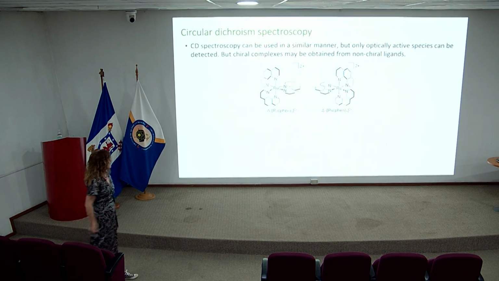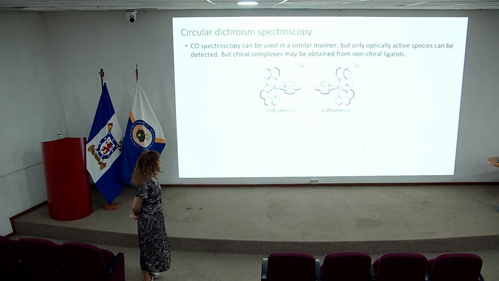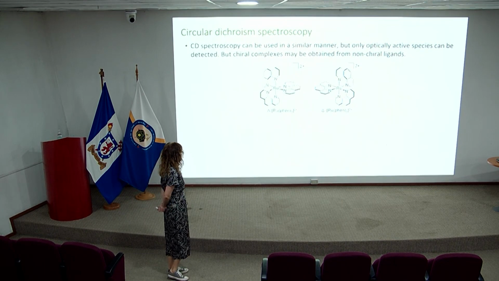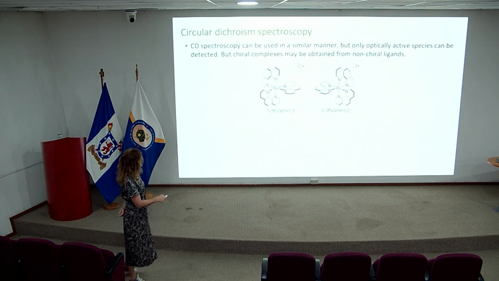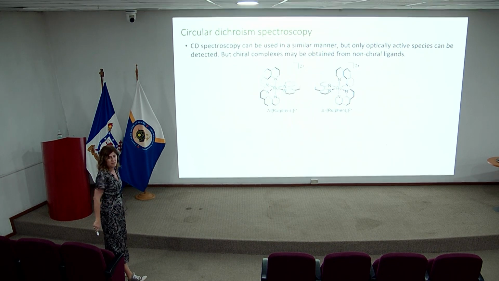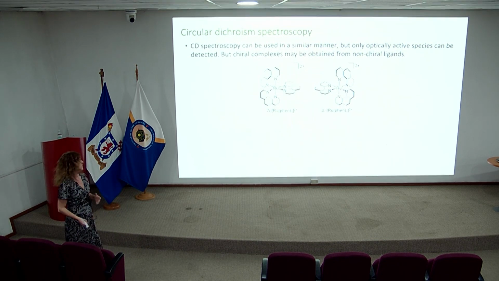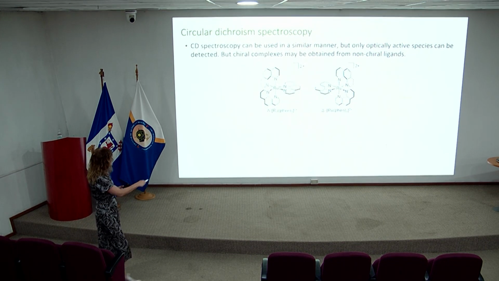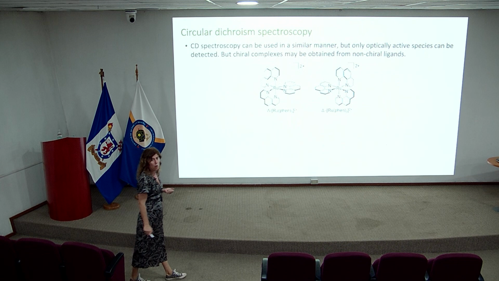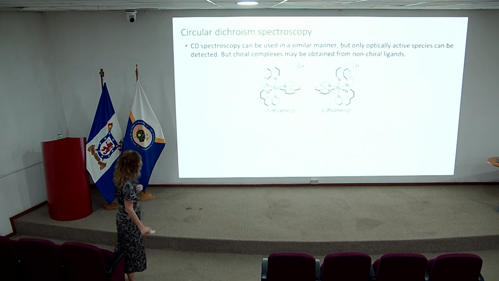The classic example is the ruthenium(II) tris-phenanthroline molecules, for which we can have the delta and the lambda isomers. So both of these complexes are optically active and they come from non-optically active ligands.